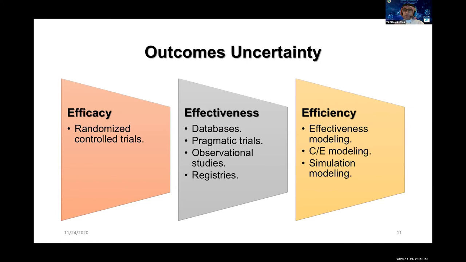We need to conduct more observational studies to compare the cost effectiveness of different pharmaceuticals using real-world data. And we need to build more registries to assess the effectiveness of different pharmaceuticals. Efficiency here, we are talking about the cost effectiveness. We talk about simulation models, Monte Carlo simulation or Markov models, or real-world evidence, which is a trend right now and can inform the policymakers more than any hypothetical cohort or simulation models.